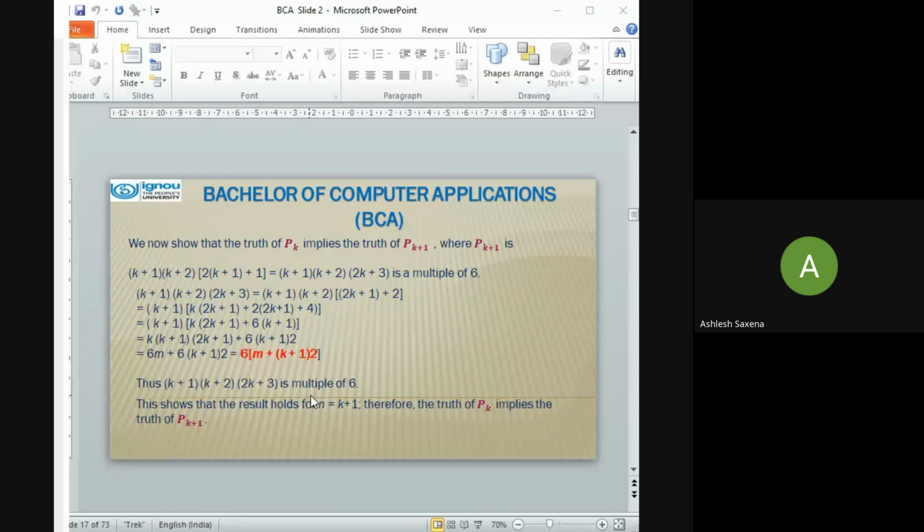There may be different methods of solving it, but since we got 6 over here, we have to simplify in such a way that we get 6 as a multiple over here. Because in Pk we have a multiple, because our statement was that it is a multiple of 6.